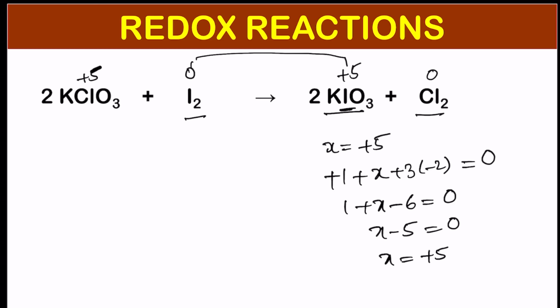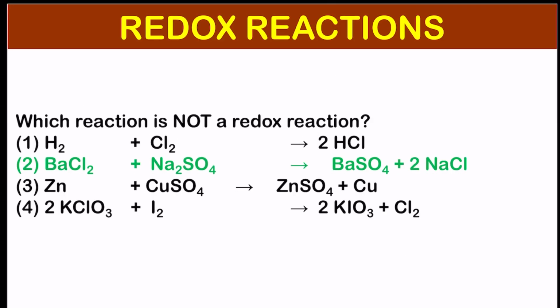Now what will be the options? The option will be the second option, because the second option says that it's a precipitation reaction, it is not a redox reaction. So among the given options, which of the reactions is not a redox reaction? The answer is the second option.